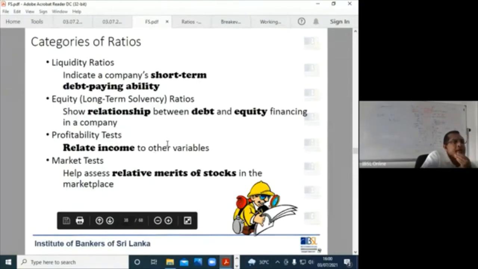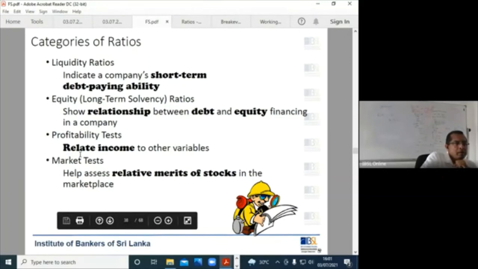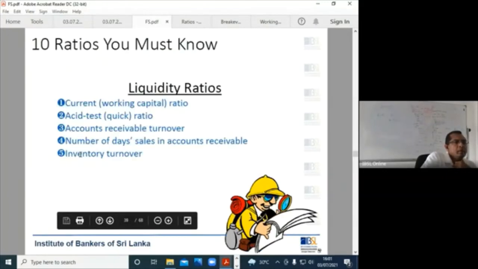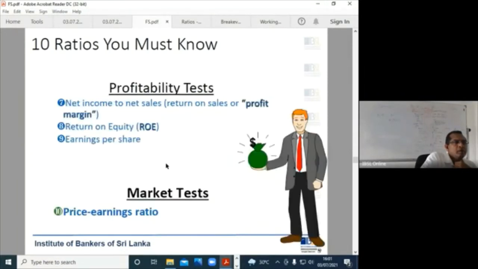Okay, these are the categories. Liquid ratios we discussed, equity ratio, profitability test. That is the profitability ratios I discussed. I told you I am not going to touch the last one, market test. These are the ratios: current ratio, account receivable, number of days sales in account, inventory turnover.